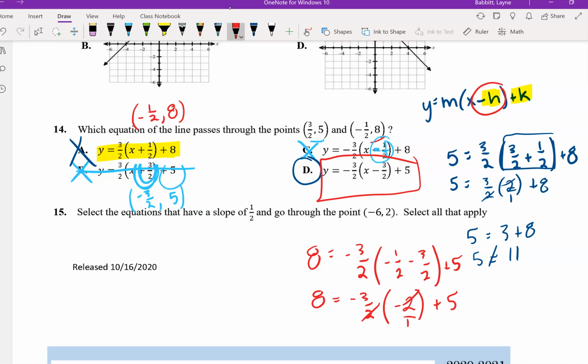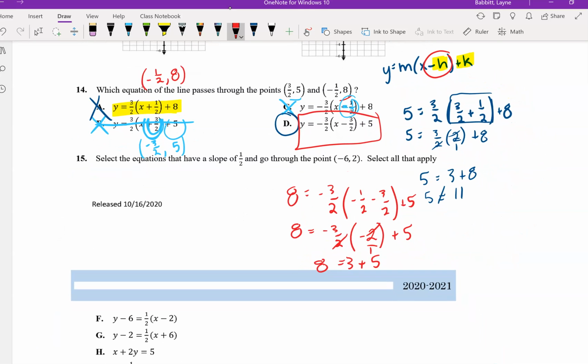The 2's will cancel again. Negative times a negative is a positive. 3 plus 5 equals 8, which is true. So D is our correct answer. It's a little long. Again, graphing might be a better way for some of you who are more visual.